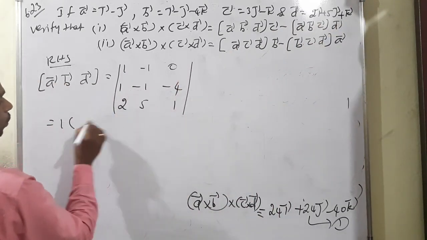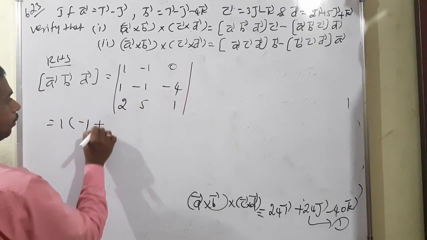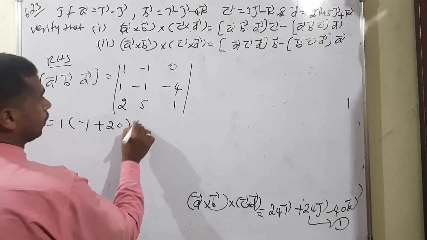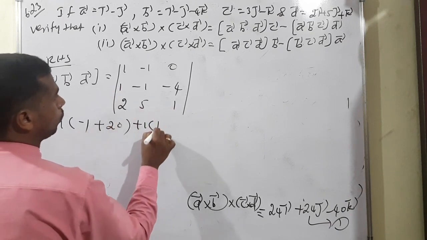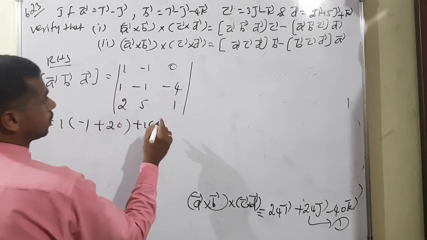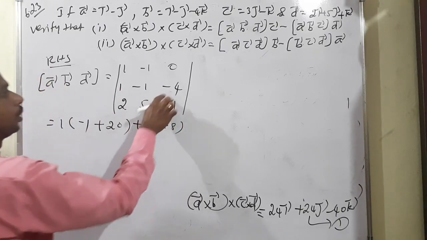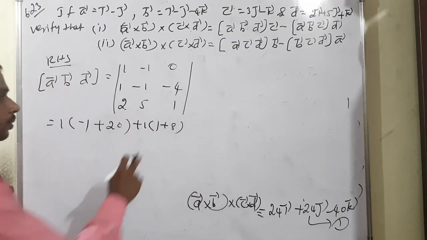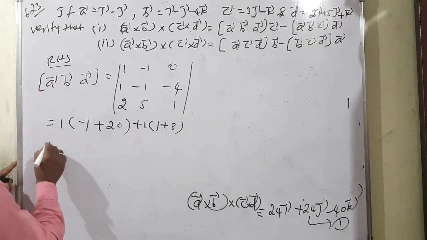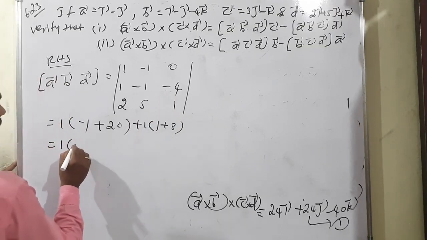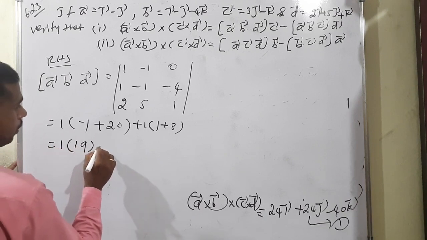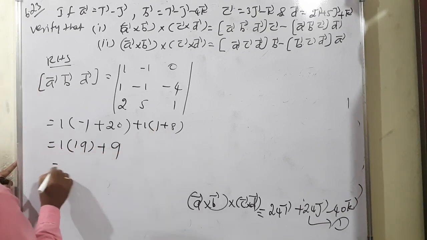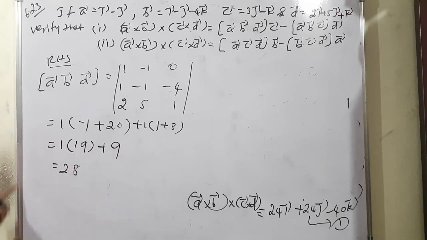Minus 1 into 1 minus 1, cross multiply means positive 20. The next condition, plus 1 means 1 into 1 1, cross multiply means positive 8, because 2 into minus 4 means minus 8, and cross multiply means an extra minus. That's why I have written positive 8. Again 1 minus 1 plus 20 means positive 19. Then plus 1 plus 8 means 9. Therefore 19 plus 9 is equal to 28.